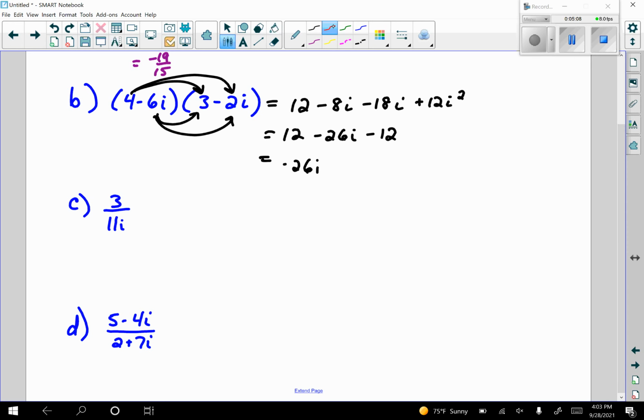For C, we've seen this one quite a few times. We don't want to leave the i in our denominator, so all we have to do in this case is multiply top and bottom by i. So now this will give us a 3i over an 11i squared. 3i just stays at the top, but now i squared will turn 11 into a negative, so we just write it as negative 3/11 i, or negative 3i over 11.